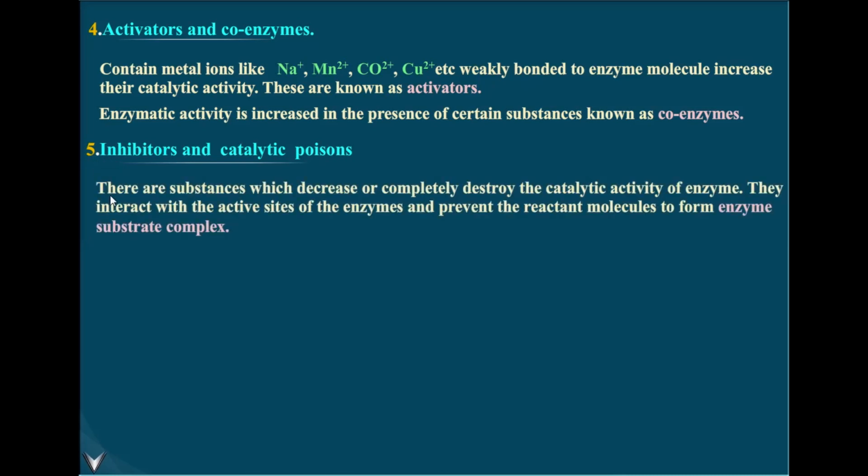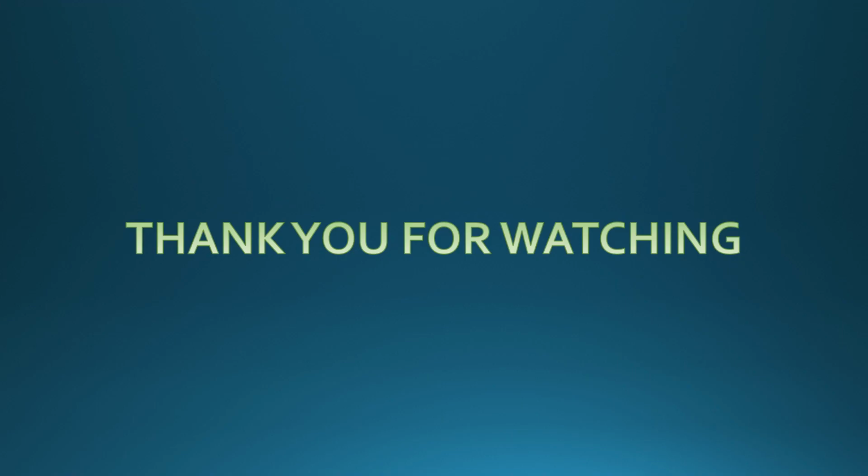Next is inhibitors and catalytic poisons. Like ordinary catalysts, enzymes are also inhibited or poisoned by the presence of certain substances. The inhibitors or poisons interact with the active functional groups on the enzyme surface and often reduce or completely destroy the catalytic activity of the enzymes. The use of many drugs is related to their action as enzyme inhibitors in the body, which you will be learning in detail in the last chapter.